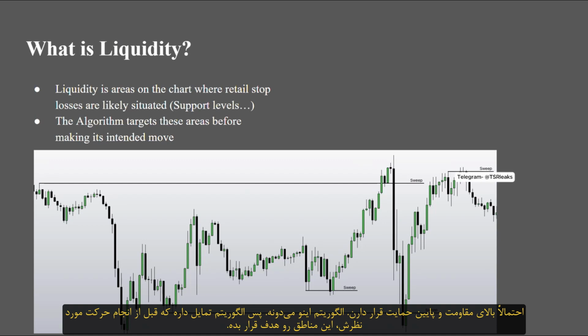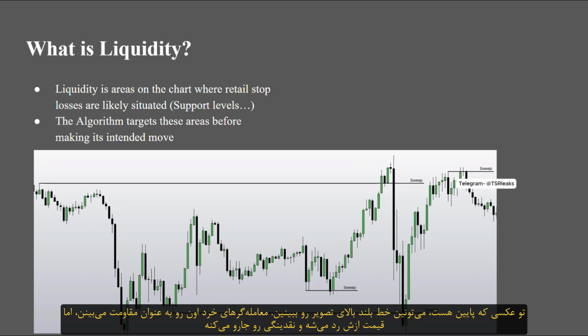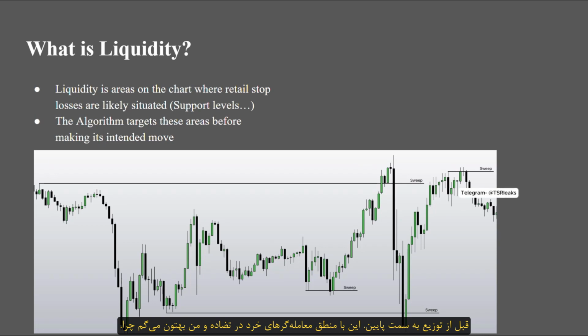The algorithm knows this, and so the algorithm has a tendency to target these areas before making its intended move. In the image provided below, you can see the long line at the top of the image. Retail traders see that as resistance, but price goes through it, sweeping that liquidity before distributing lower. This contradicts retail logic, and I will get into why it does so.